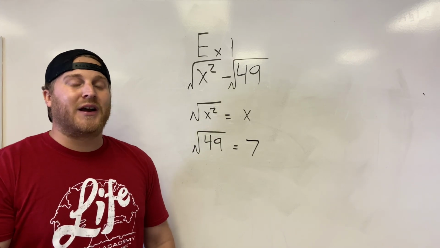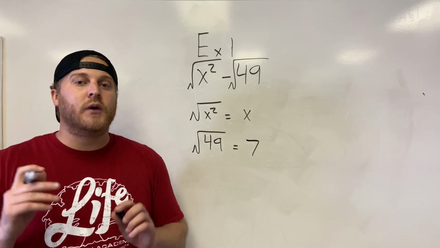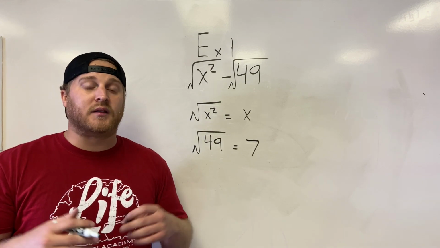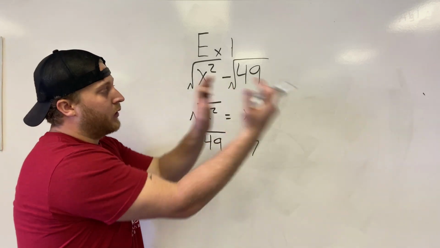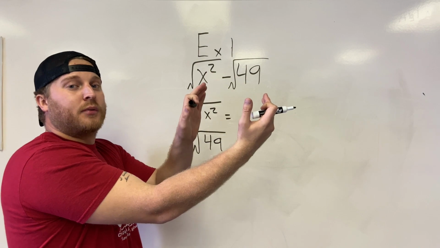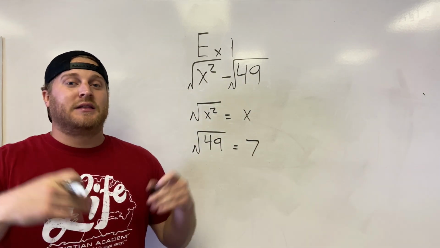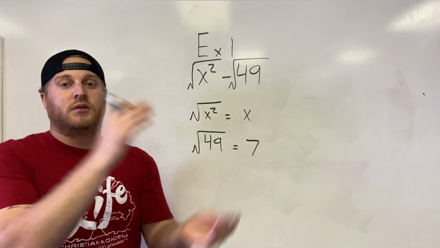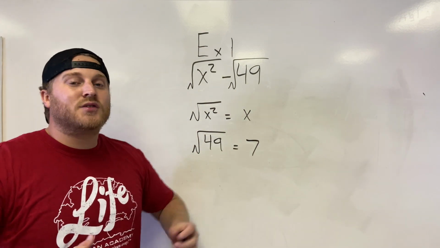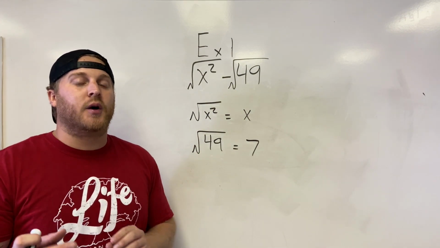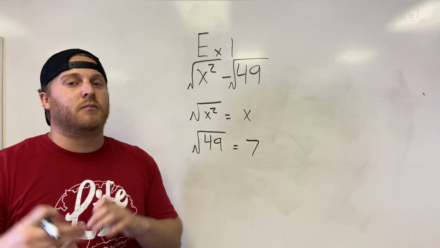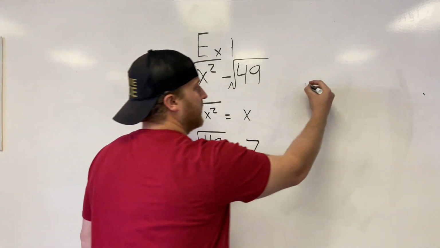Now for step number 3, our answer is going to look like, if you remember back in chapter 8 when we did the FOIL method, we had 2 parentheses, 2 binomials multiplied together, and we had to do the FOIL method. And even then I told you that in this chapter, we're going to be doing the reverse of that. So our answer is going to look like 2 binomials or 2 parentheses next to each other multiplied together. So it's going to look something like this.